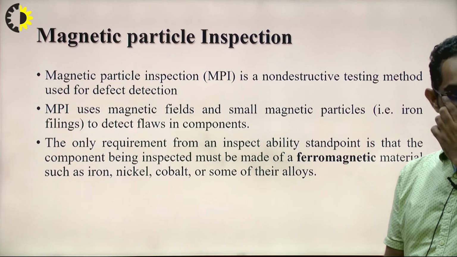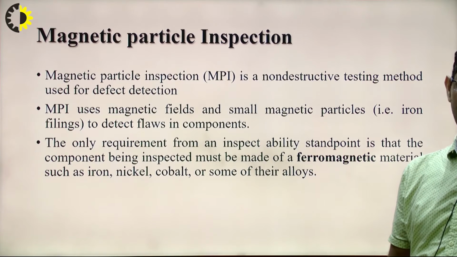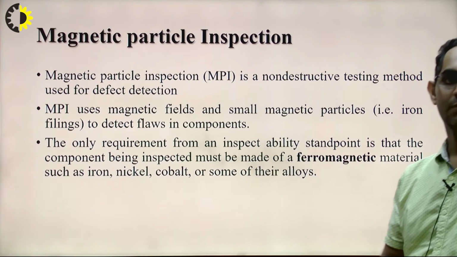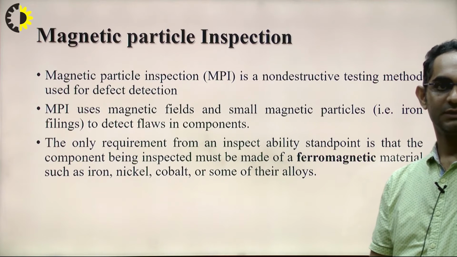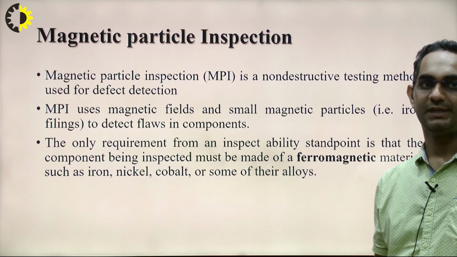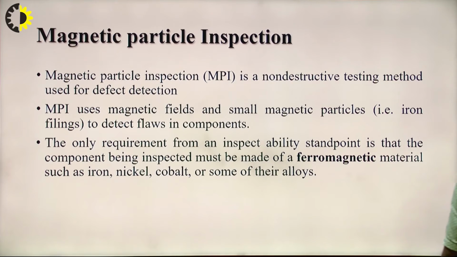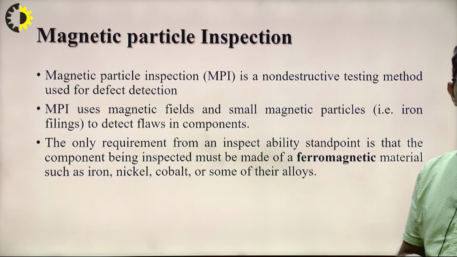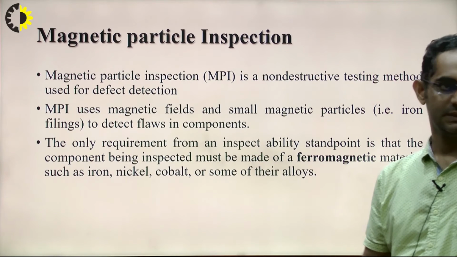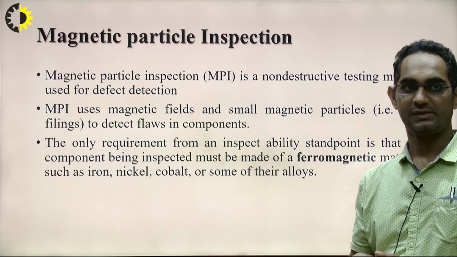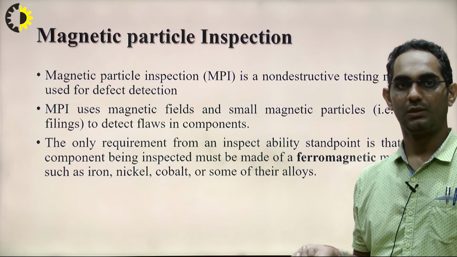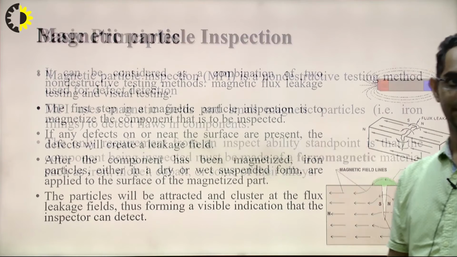The only requirement from an inspectability standpoint is that the component being inspected must be made of a ferromagnetic material, such as iron, nickel, cobalt, or some of their alloys.